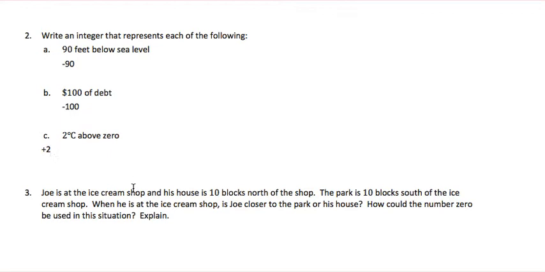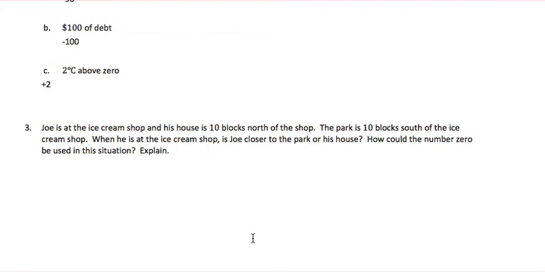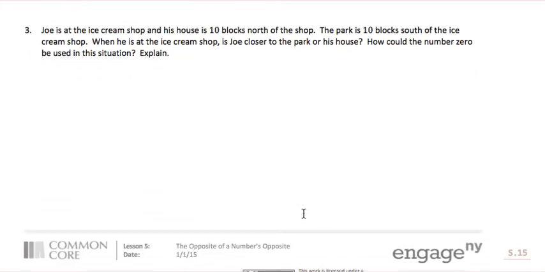If Joe is at the ice cream shop and his house is 10 blocks north of the shop, we should use a vertical number line to represent it. So we have a number line with 0, +10, and -10 marked. Obviously, our +10 is north and our -10 is south.